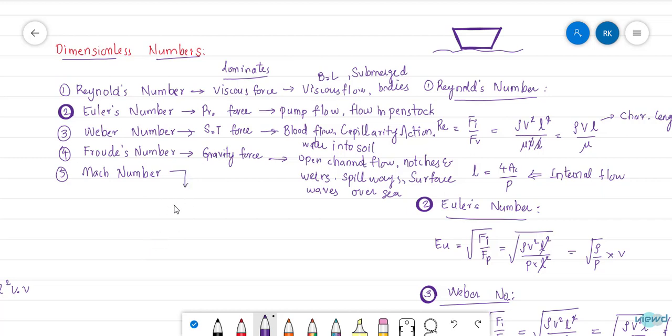Next is Mach number. Mach number is used when compressible forces dominate. So when do compressible forces dominate? Air is a compressible fluid. So when modeling aeroplanes, etc., this Mach number should be used. So these are the dimensionless numbers, and next we will see what type of problems can be asked from this model and prototype.